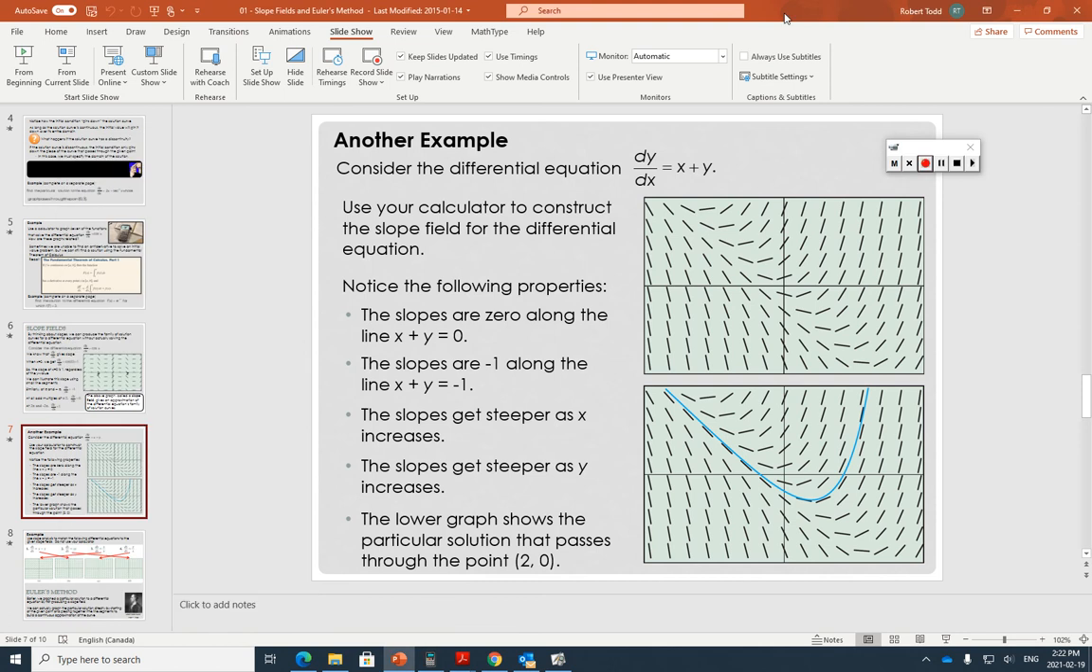Did it come up? Did you get the crazy graph? Were you able to fix the window? Did you have any problems with the window? Are we good? Everything's good? Okay.